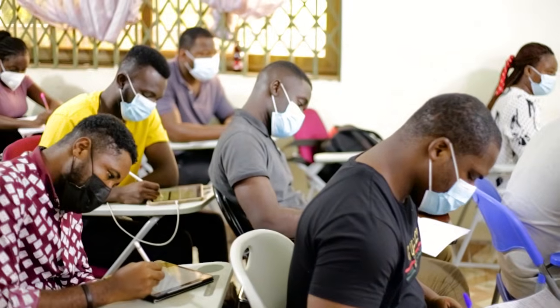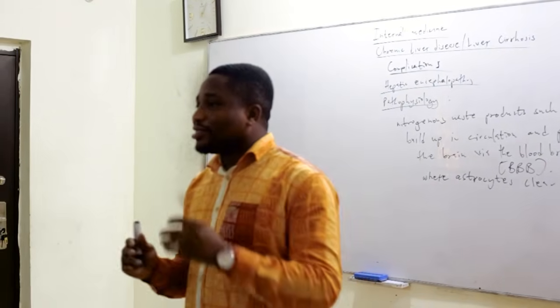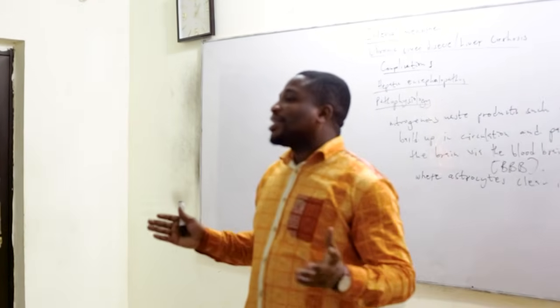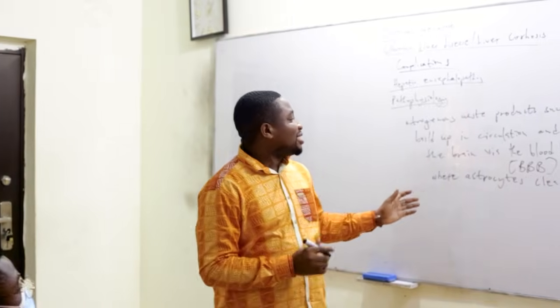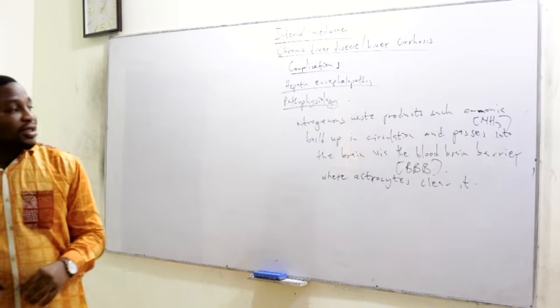Where astrocytes clear them. You know astrocytes, they are protective, they are like glial cells in the brain. They protect the brain against invasion by microorganisms. They defend. Okay? So when ammonia enters into the brain, astrocytes tend to clear it.